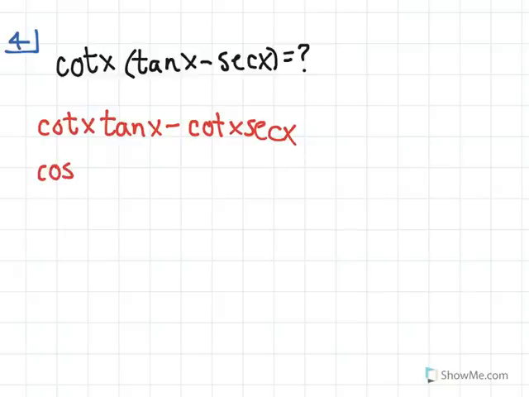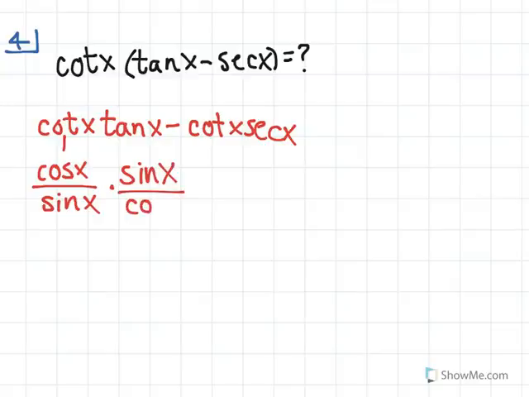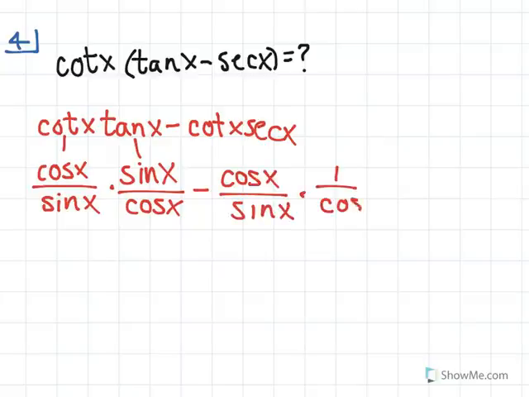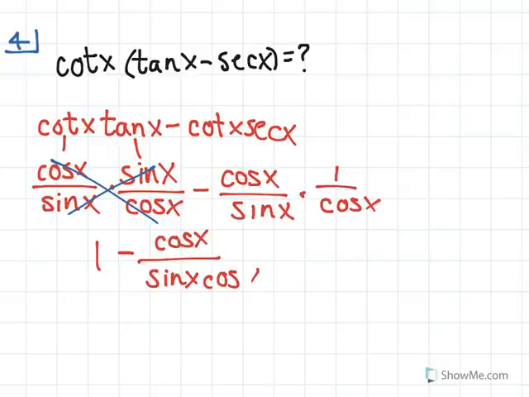So we would have cosine of x over sine of x, because that is cotangent of x, times sine of x over cosine of x, right, because that goes with our tangent of x, minus cosine x over sine x times 1 over cosine of x. So clearly here our sines and cosines are going to cancel. So we're going to have 1 minus cosine x over sine x cosine x.